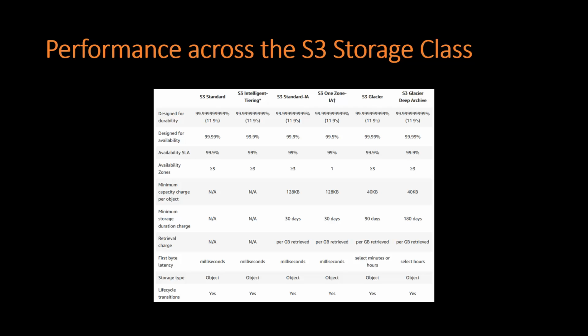To summarize everything, this table represents what we discussed today. All of them have 11 nines of durability, while availability changes as per the storage class, starting from 99.99% and going as low as 99.5% in the case of S3 One Zone Infrequent Access. In S3 Standard, S3 Intelligent-Tiering, S3 Standard Infrequent Access, S3 Glacier and S3 Glacier Deep Archive, 3 or more availability zones are used. Now you can read more about these granular details in the official documentation.